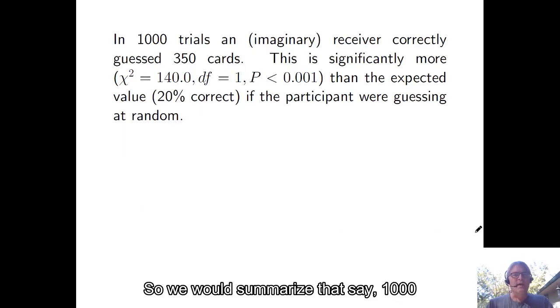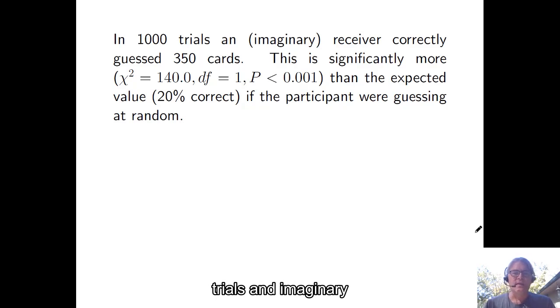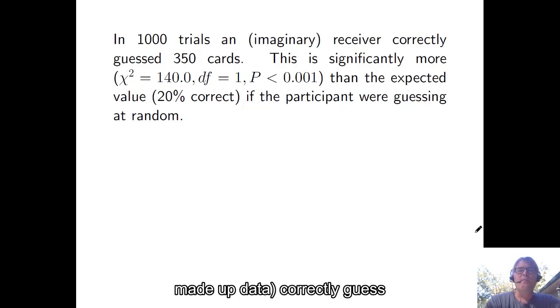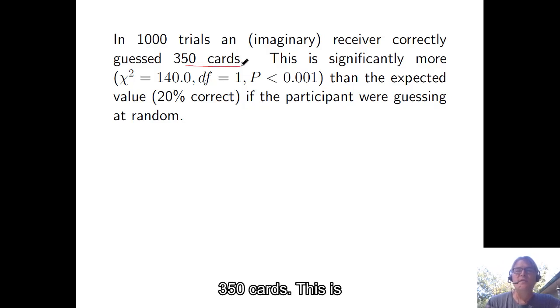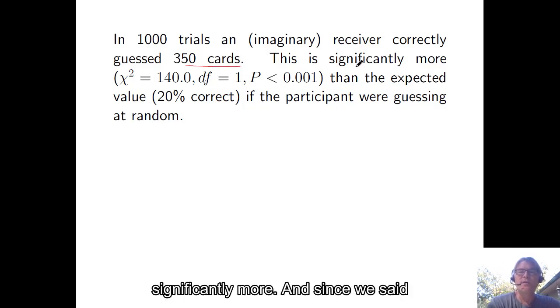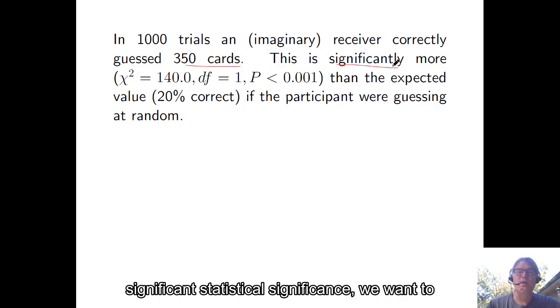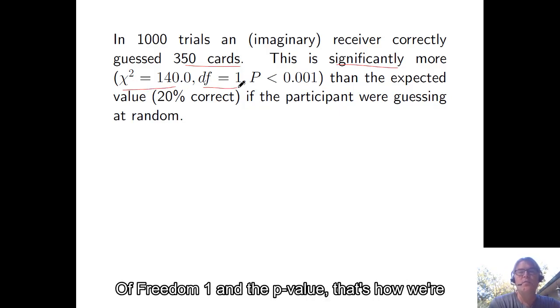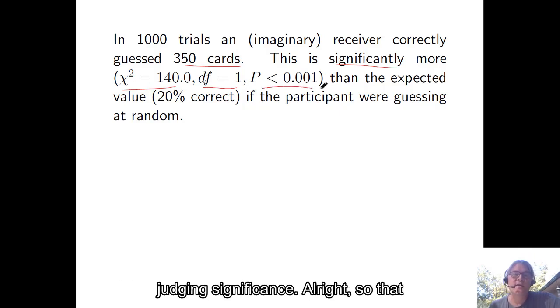So we would summarize that, say, in 1,000 trials an imaginary receiver, this really wasn't real data, this was just made up data, correctly guessed 350 cards. This is significantly more. And since we said significance, statistical significance, we want to quantify that in terms of the test statistic used: chi-squared equals 140, degrees of freedom 1, and the p-value. That's how we're judging significance.